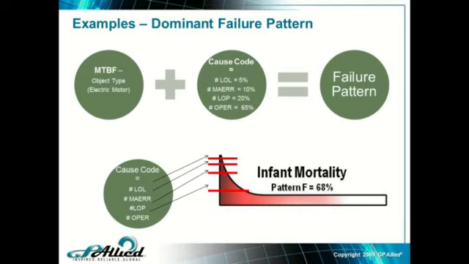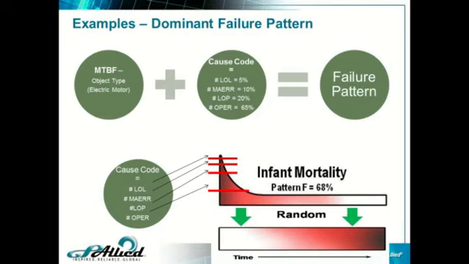Equipment reliability goes up very quickly. It's all part of FRACAS. So our failure pattern changes from infant mortality to a new failure pattern called random.